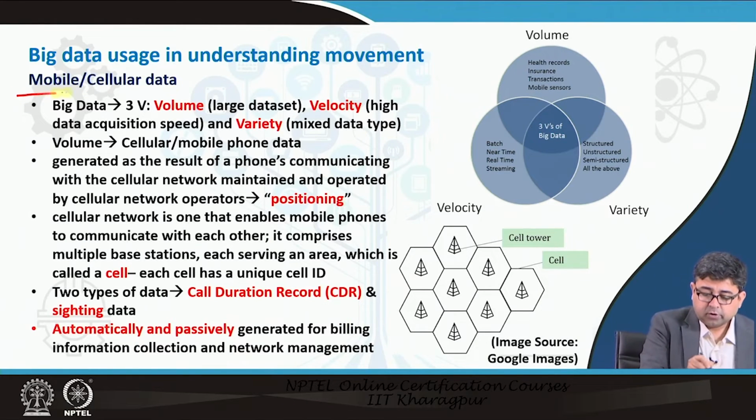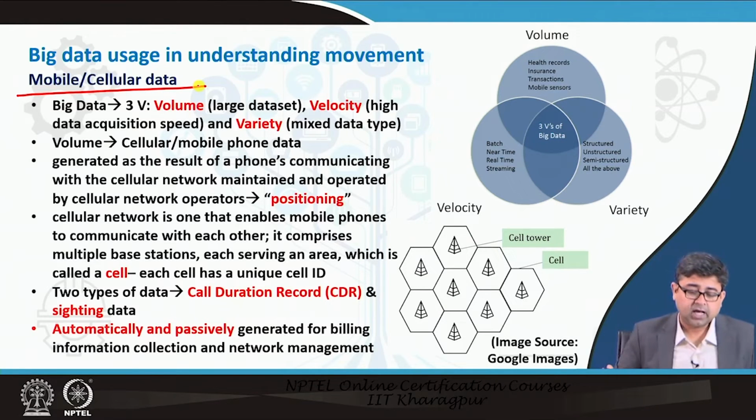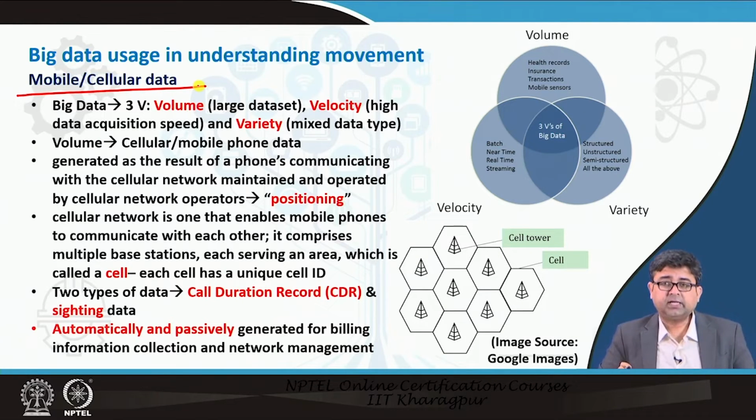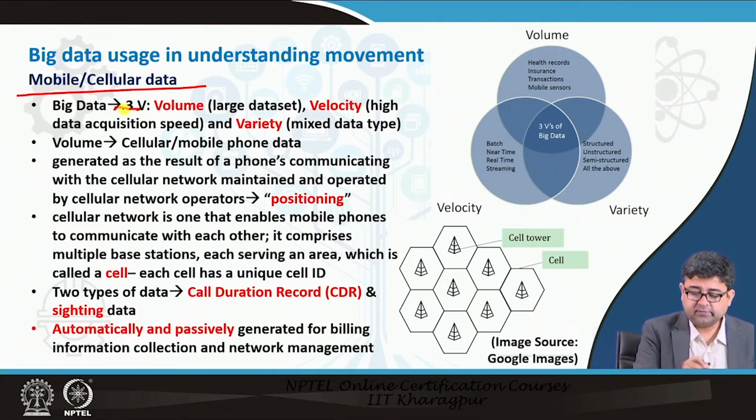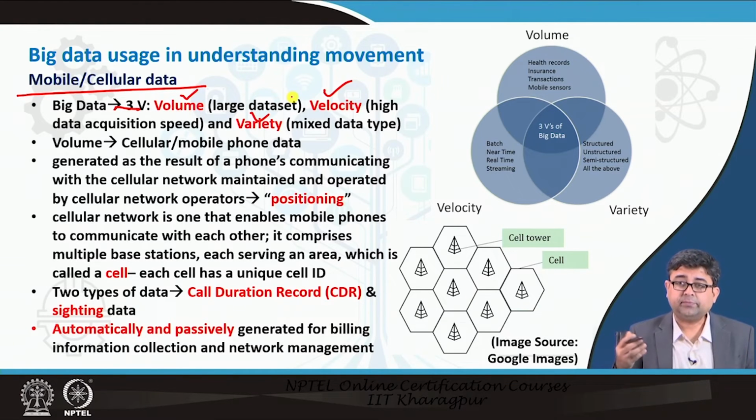Now, when we talk about big data, let us give you an understanding of what we usually are trying to say. When we talk about big data, we are usually talking about mobile or cellular phone data. There are 3 V's associated with it. One is volume, right, a large data set. One is velocity, high speed of data acquisition. The speed at which the data is generated and acquired is very high, and variety is a mixed data type. There are a lot of different types of data that are coming in.